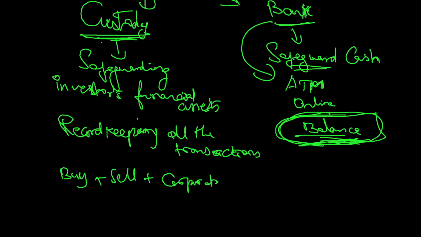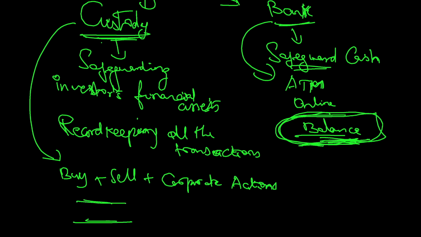So what do you mean by corporate actions? Examples like dividend, where the company is paying a dividend, or bonus, or stock split. All such corporate actions will also be recorded by the custodian, and that's how they will be able to maintain the right balance. So whenever your client checks his demat account, where all these details will be given, he believes that his account is being safeguarded properly.